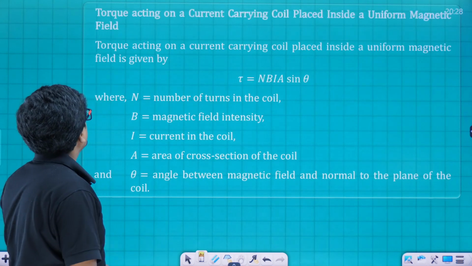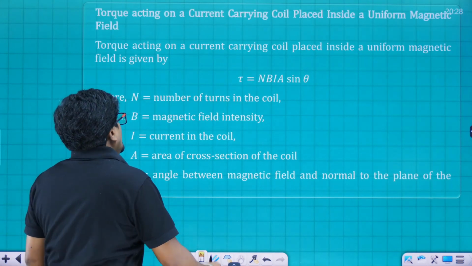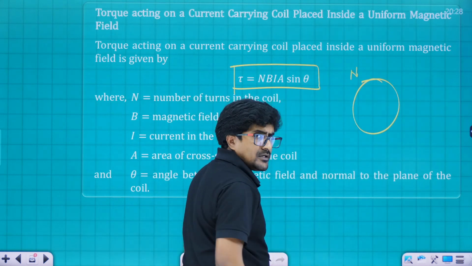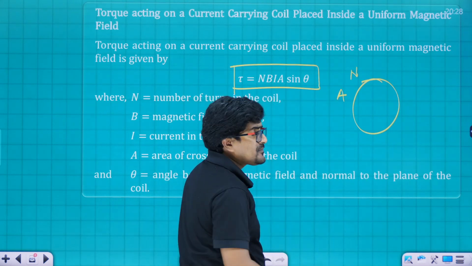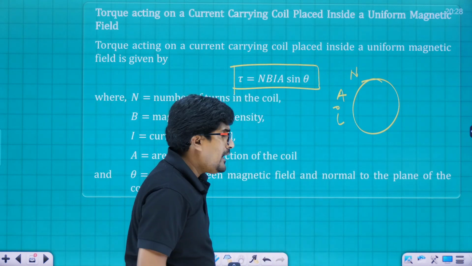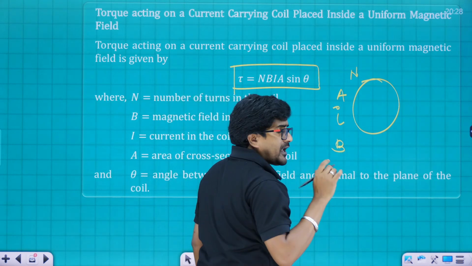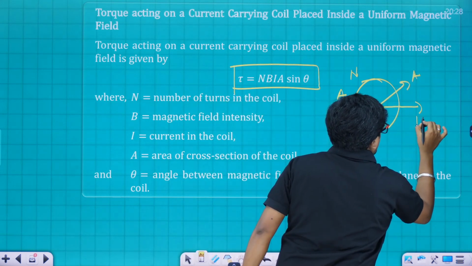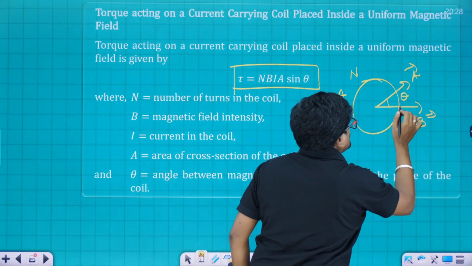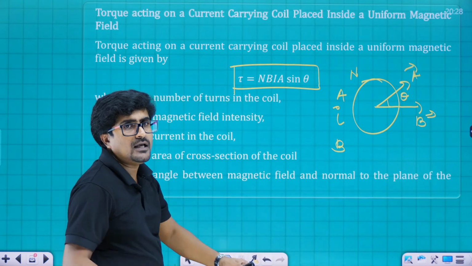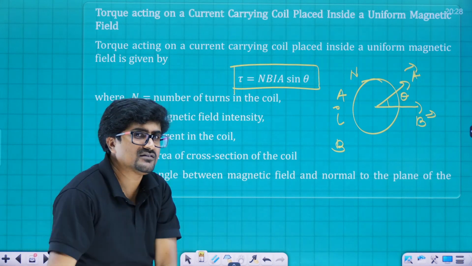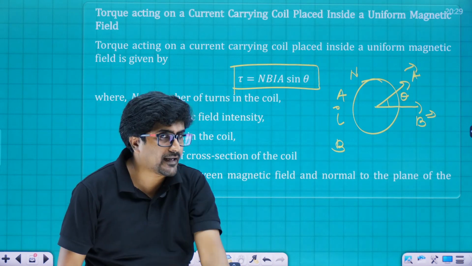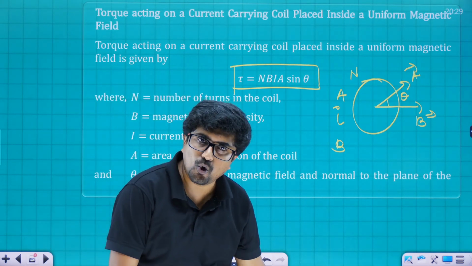Moving to the next, that is torque experienced. If you have a coil which has N number of turns, area of cross section capital A, I ampere of current flowing, and it is kept in a magnetic field of capital B, where the area vector is making an angle theta with respect to the magnetic field, then the torque experienced is NBIA times sine theta. The torque is maximum when theta is 90 degrees and minimum when theta is 0 or 180.